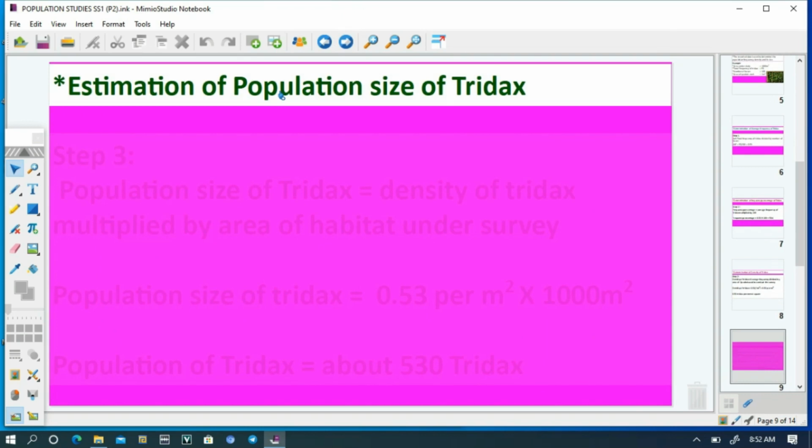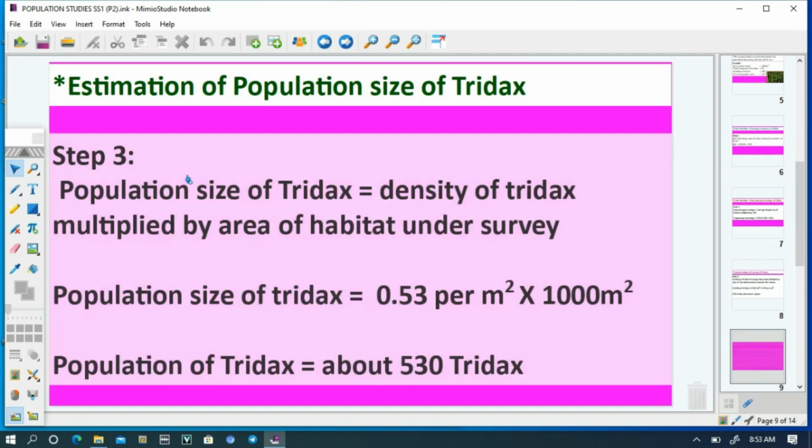Estimation of population size of Tridax. Step 3. The population size of Tridax equals the density of Tridax multiplied by the area of habitat under study. The density of Tridax is 0.53 per meter square multiplied by the area of habitat under study, which is 1000 meters square, and the population of Tridax will be about 530 Tridax.